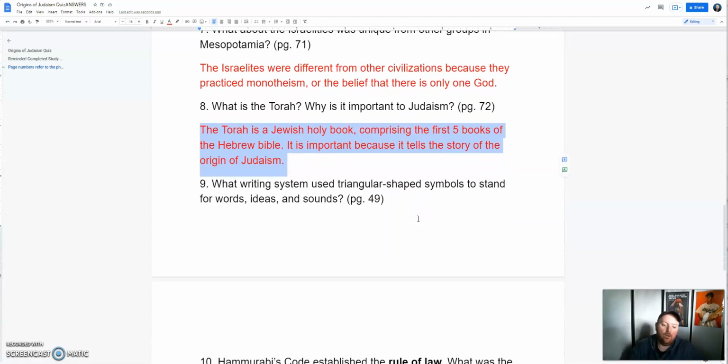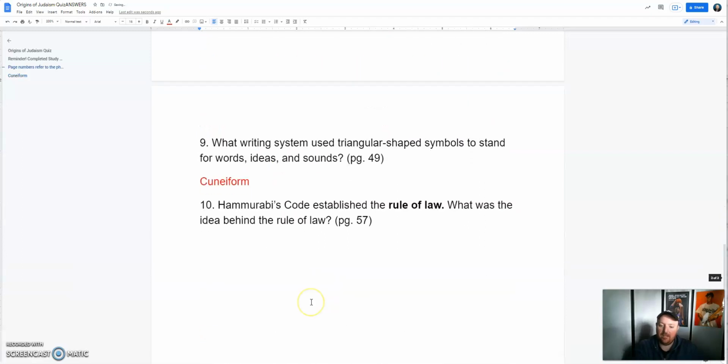Number 9, what writing system used triangular shapes to stand for words, ideas, and sounds? Hopefully you remember this one. That would be cuneiform, right? So cuneiform is the ancient writing system first developed by the Sumerians, and that would just have triangles pointing different directions and of different sizes, and that represented words and ideas and sounds. So that would be cuneiform.